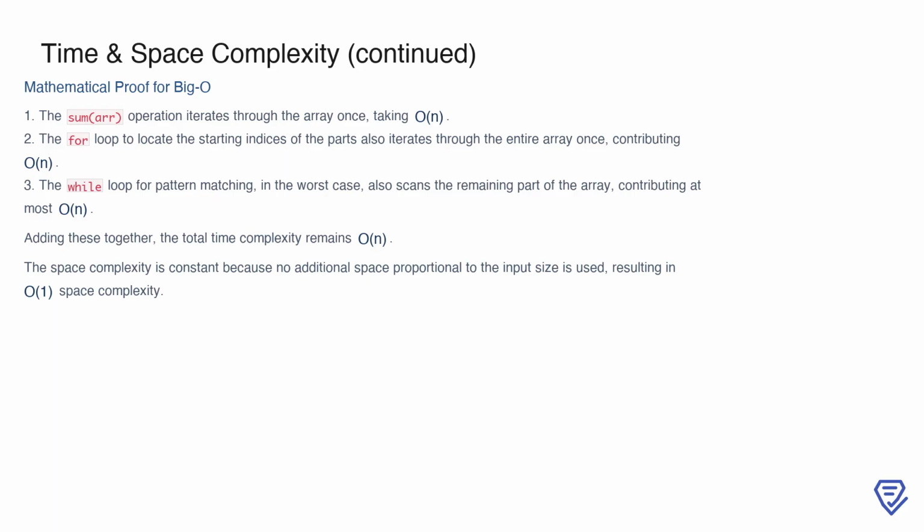The sum(arr) operation, which calculates the total number of ones, iterates through the array once, giving us O(n). The for loop used to locate the starting indices of the three parts also requires a single pass, contributing another O(n). The while loop for matching patterns, even in the worst case, involves only scanning the remaining portion of the array, adding at most O(n). Combining these steps, the overall time complexity remains O(n).